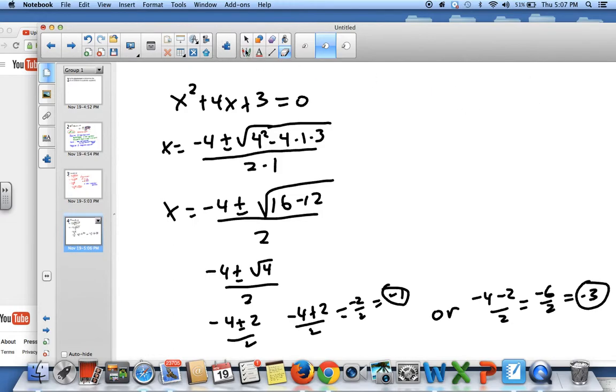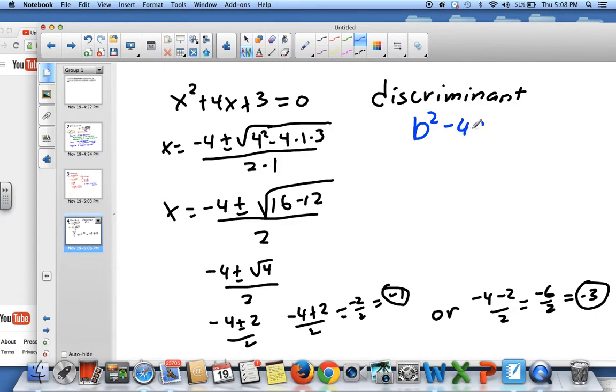Okay, the discriminant is just the part under the square root sign. So the discriminant is b squared minus 4ac, which is 4 squared minus 4 times 1 times 3. This 4 is always part of all of it. The 1 times 3 is the 1 here and the 3 here. So that's going to be 16 minus 12, which is 4.